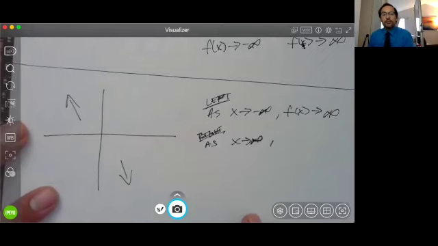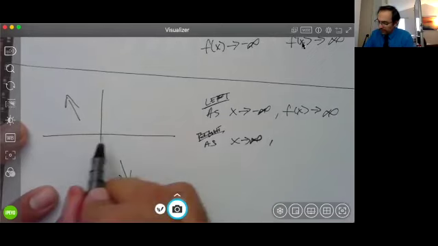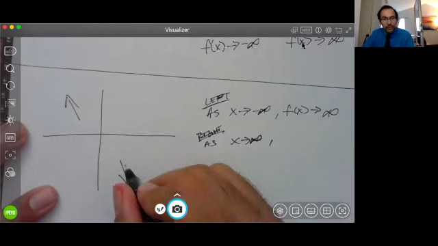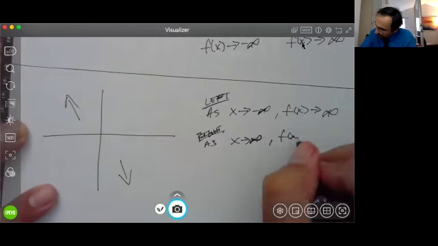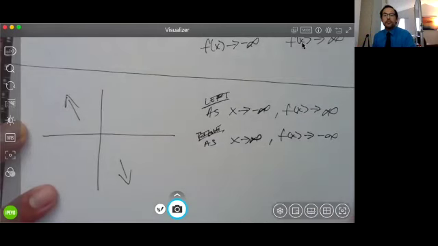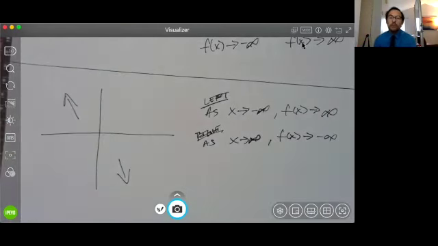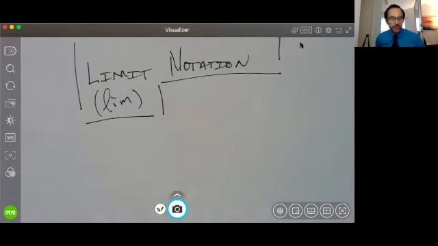What are my y values doing? So if I look on the right side, my function is pointing down, and instead of saying f of x goes down, we're going to say f of x approaches negative infinity. So this is how you would write this. Again, the end behavior of a function without a sketch. We want to write it in mathematical terms. All right, so let's see how we can represent end behavior using limit notation.